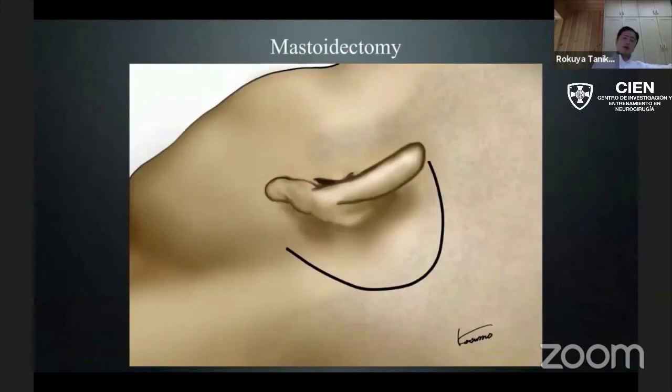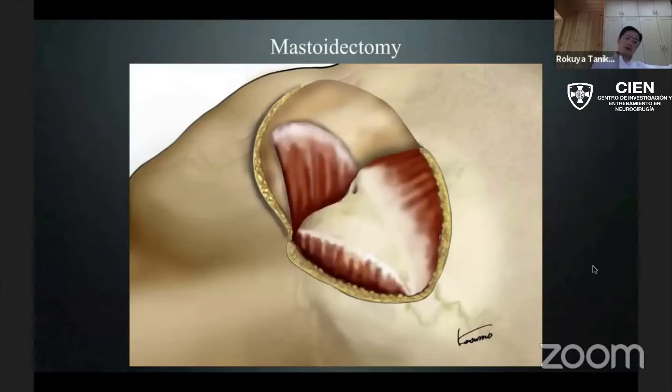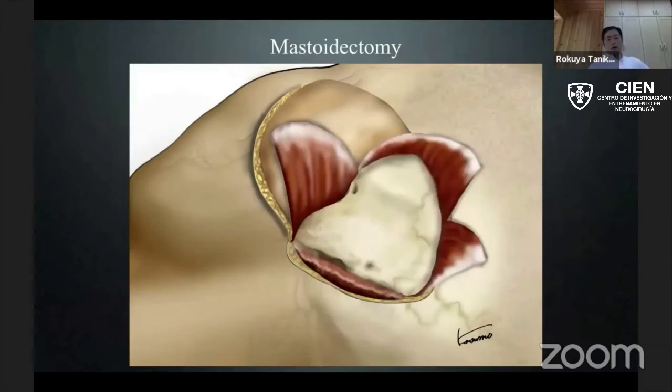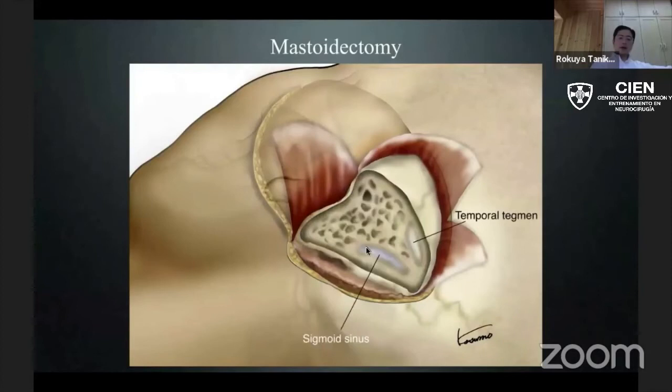If you perform a mastoidectomy with a C-shaped incision surrounding the mastoid body like this, elevate the skin flap and the muscles, the sternocleidomastoid muscle anteriorly and the occipital muscle superiorly, then you step to the posterior and expose the mastoid body. I usually confirm the asterion, the spine of Henle, and the posterior border of the mastoid tip. Then you can skeletonize the mastoid, taking care not to injure the sigmoid sinus. The eggshell technique is necessary. And open the mastoid antrum and confirm the incus inside.